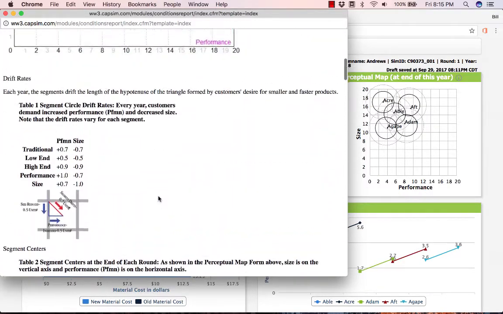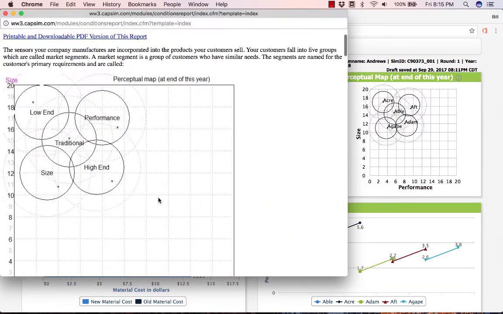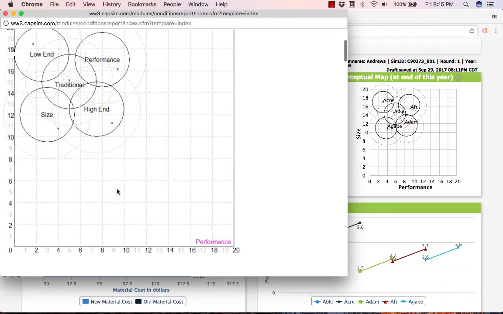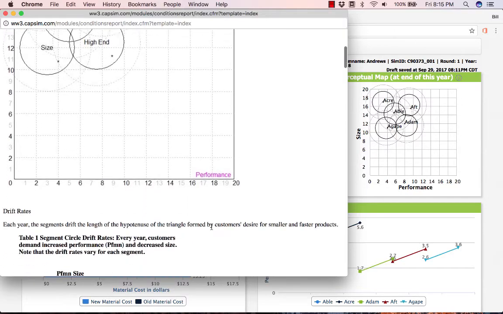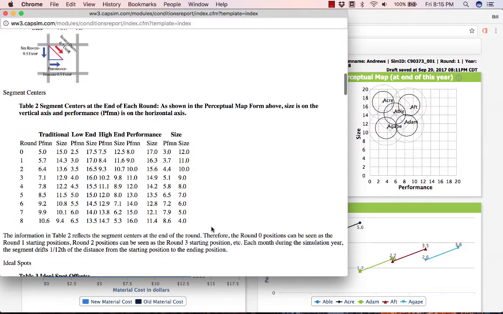But what I'm interested in is the drift rates. Remember, over the course of the simulation, these circles are going to progressively move down and to the right. So each round, in theory anyway, customers are going to want products that are smaller and faster. So these are going to drift down this way, all right? So I want to look at the drift rates, and we're at round 0.